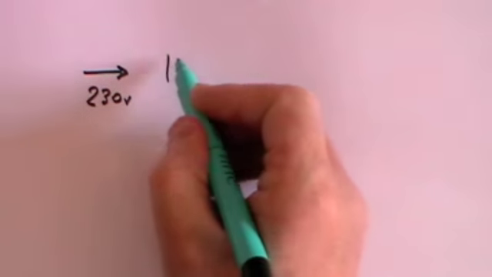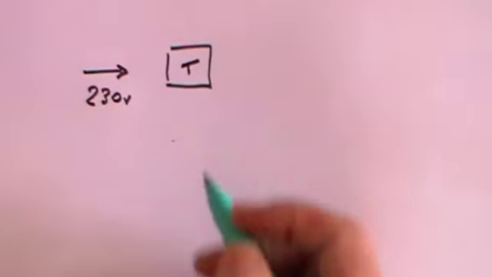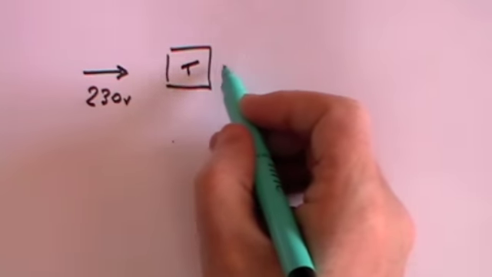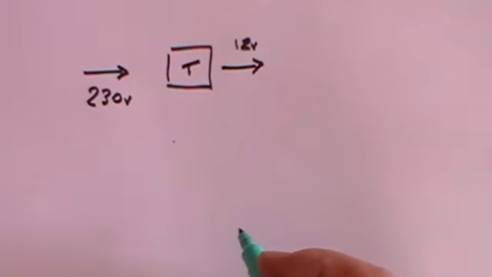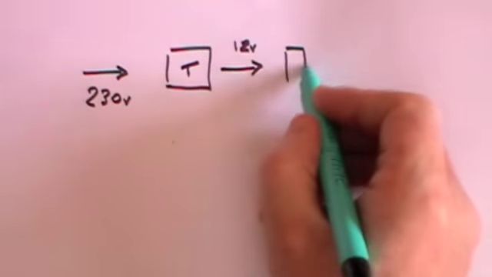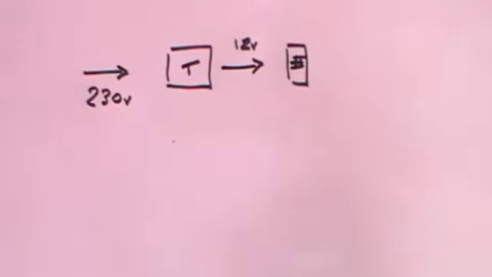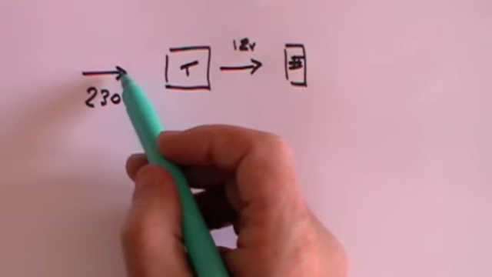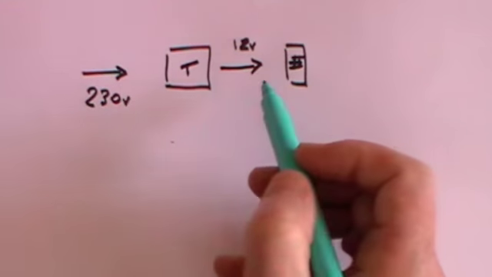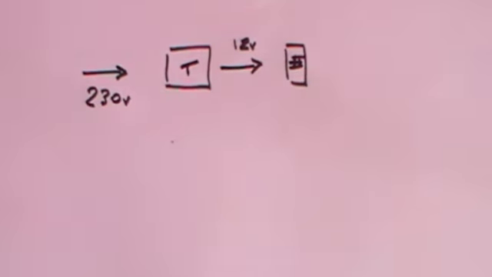What you will need to do is to put that through a transformer which will transform the voltage down to something like 12 volts or 9 volts or whatever the mobile phone needs, and then you can plug that into your mobile phone and then you can charge it. So you need a transformer that will step the voltage down from 230 volts to 12 volts.